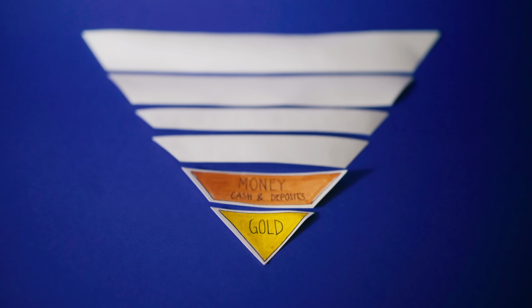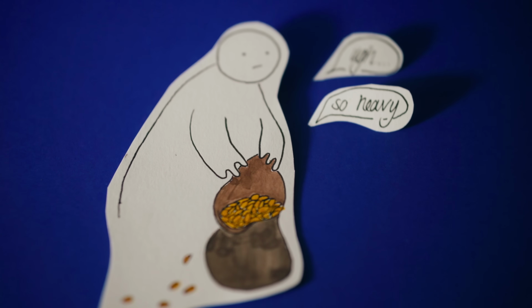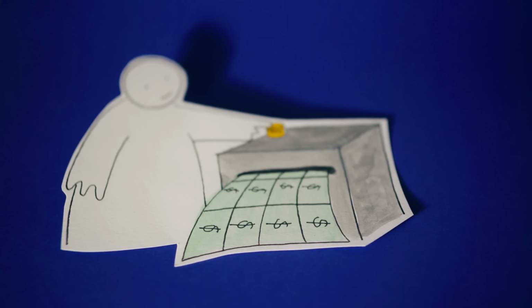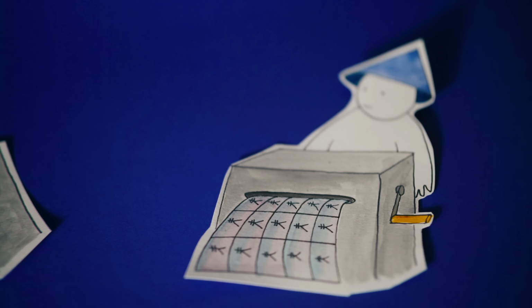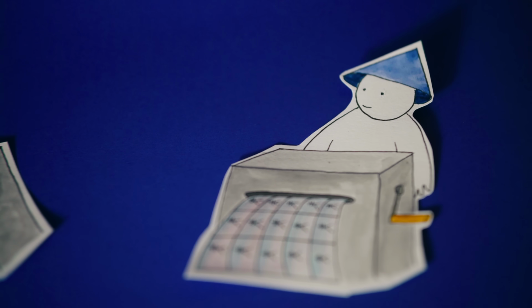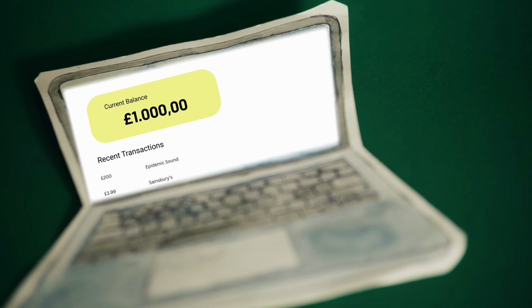Above that sits cash, paper money. Eventually, people got sick of carrying around their money in gold, and the first banknotes in Europe were printed around the 1600s. The Chinese were, of course, way ahead of us and had already started circulating banknotes around the 7th century.